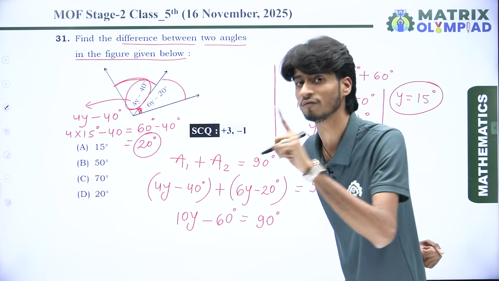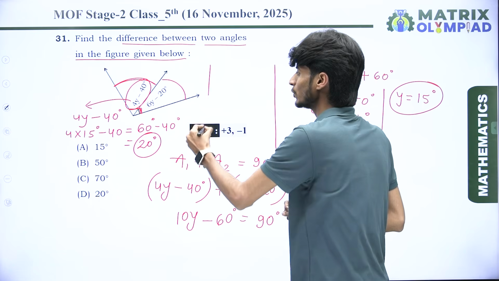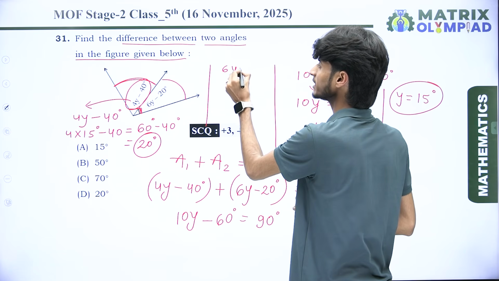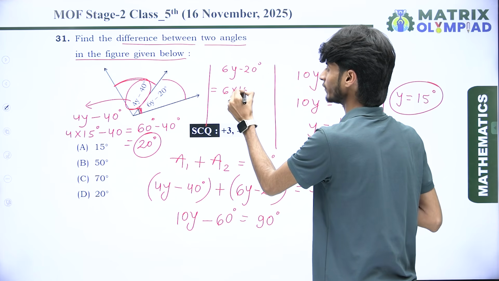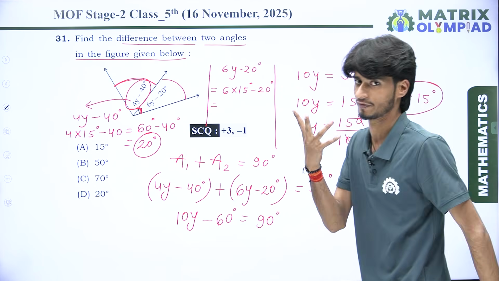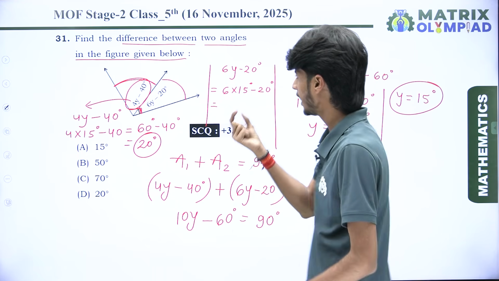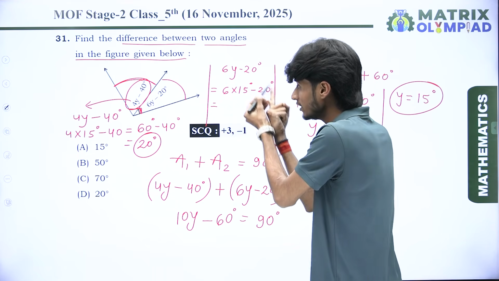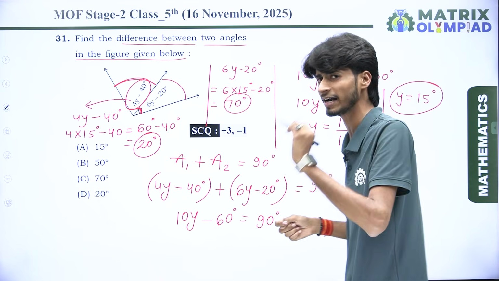That means this is the first angle. Now we find the second angle. The second angle is equal to 6y minus 20. Put the value of y as 15, because you know very well we found the value of y as 15. 15 times 6 is 90. And whenever you subtract 20 from 90, you get 70. This is the value of the second angle.